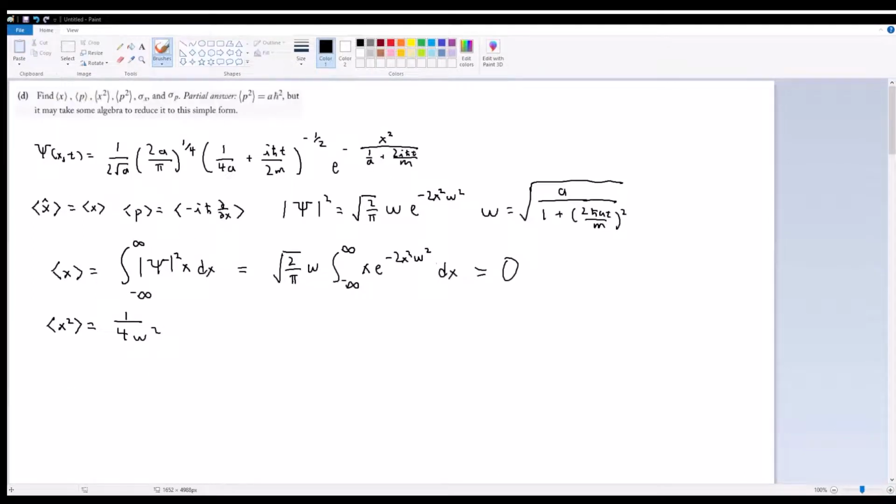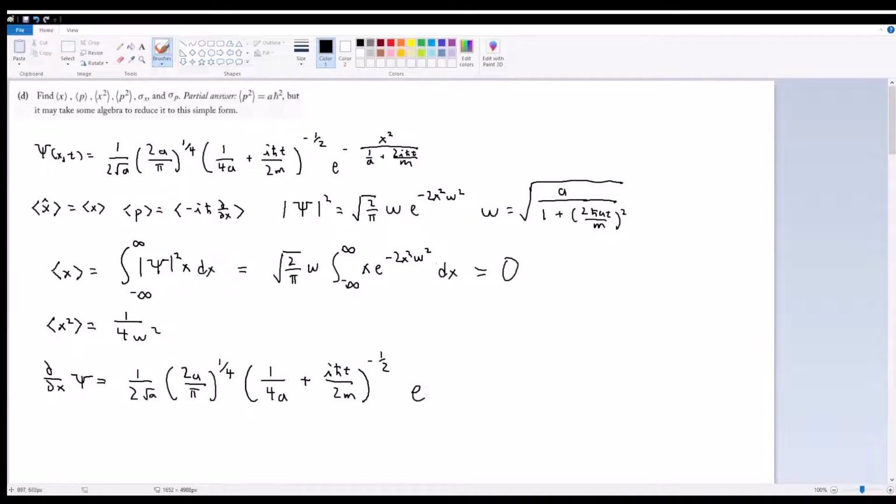Okay, now starts the real meat of this problem, which is to find the p-hat expectation values. So we have to take the x derivative of this function. So let's start with that immediately. d by dx of psi is going to equal 1 over 2 root a times 2a over pi to the power of 1/4 times 1 over 4a plus i h bar t over 2m to the power of negative 1/2.